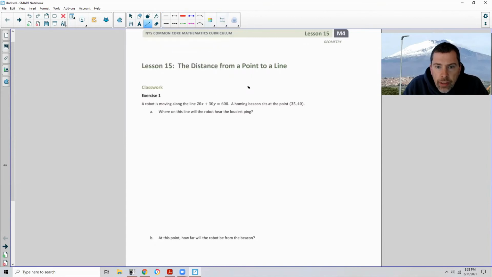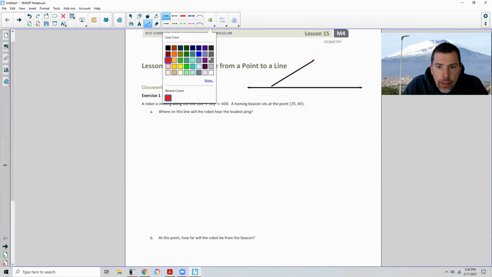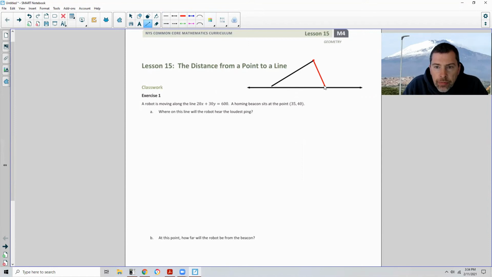If I have, let's just say this line right here, and I put a point not on that line, and I draw a segment randomly over like so, or let's say over here. The black line is longer than the red line. And if I were to swing this like a pendulum, the actual shortest distance from a point to a line is a perpendicular line.